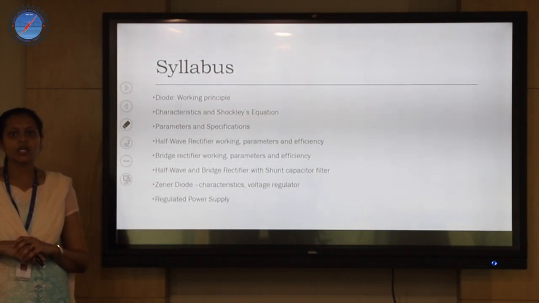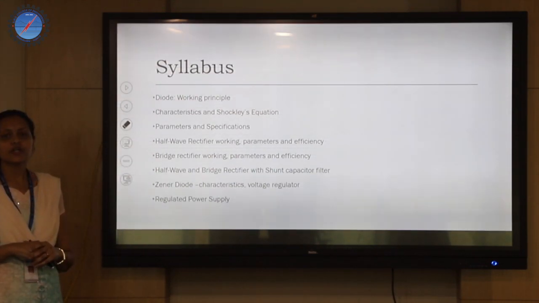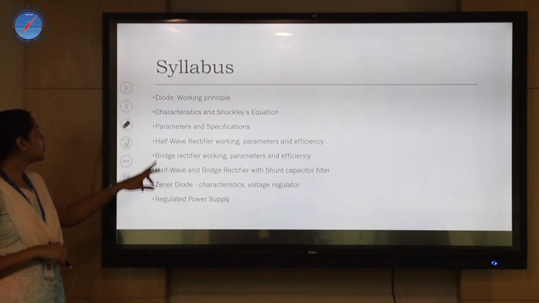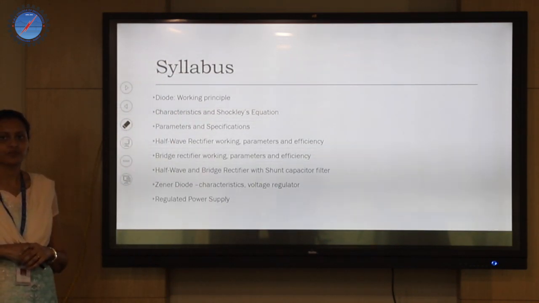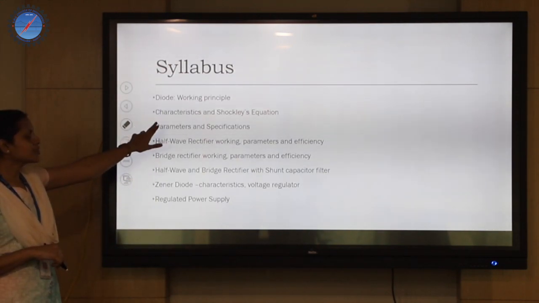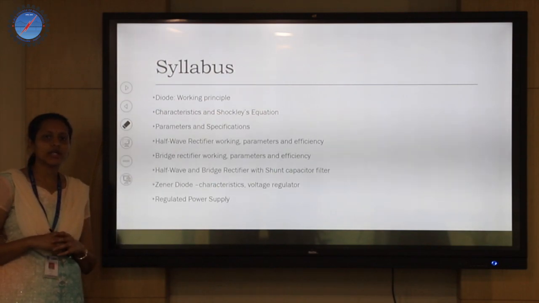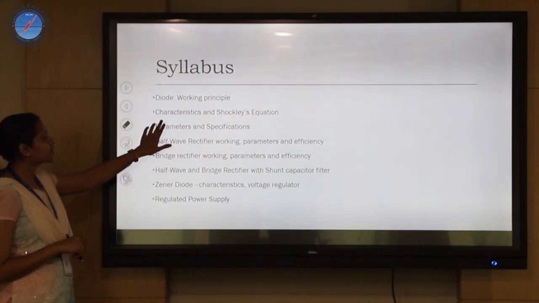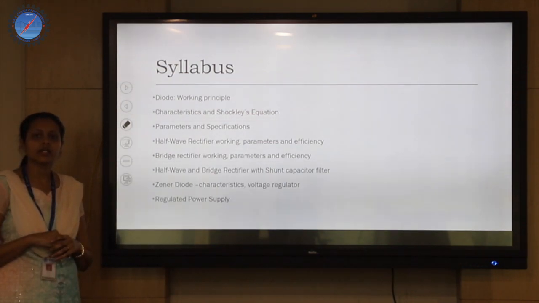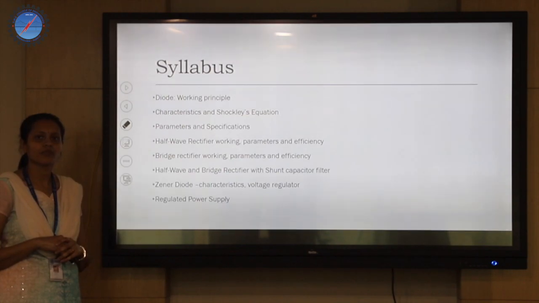Under this unit, we will be studying these topics. The first topic is how does a diode work? The working principle of the diode, and the characteristics of the diode, in the sense, how is the current and voltage of a diode related? How can this characteristic be mathematically represented by an equation, which is Shockley's equation?